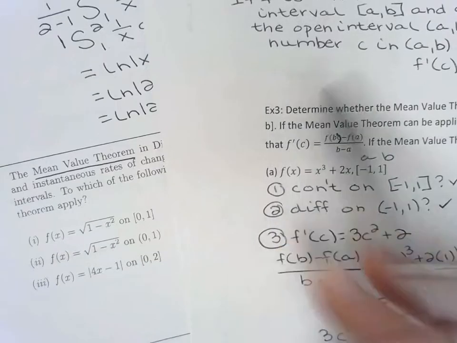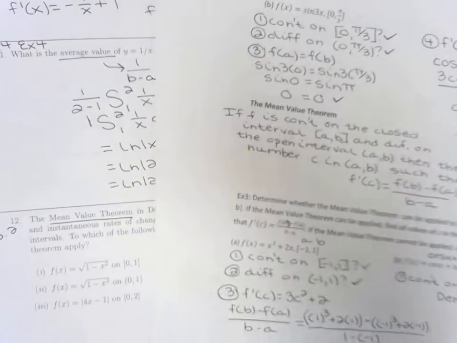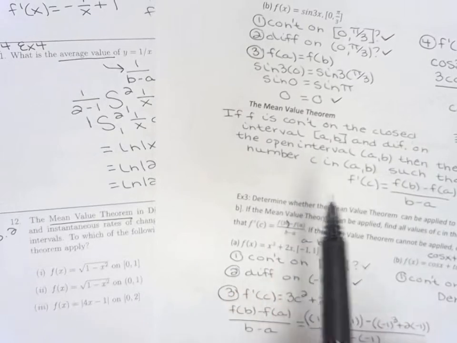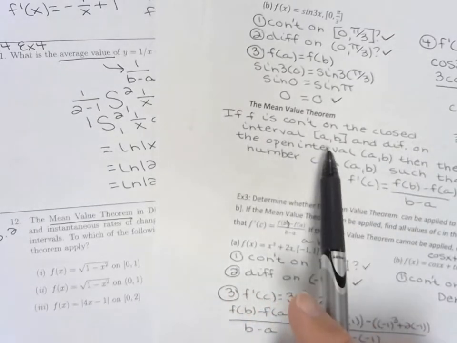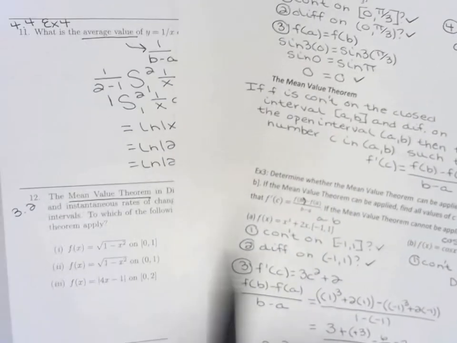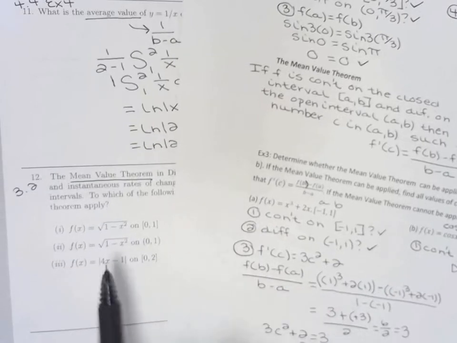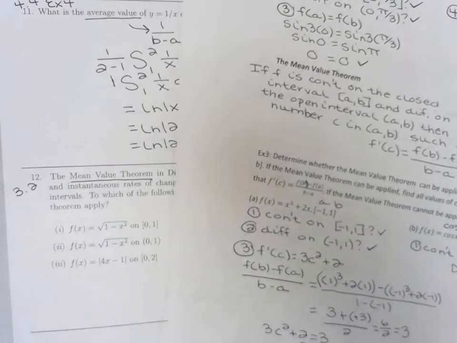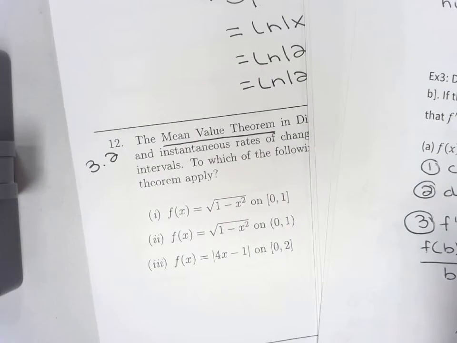So, f is continuous on the closed interval AB. Okay, so let's check continuity first. Sorry, I'm drawing a blank, but we're good. Let's check continuity. Where is this not continuous?